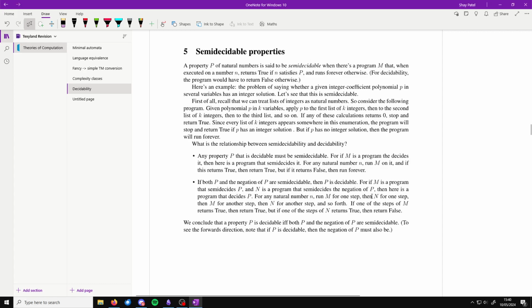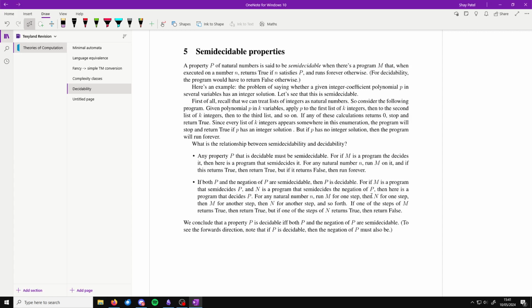One term we also need to be familiar with is semi-decidable. A property P of natural numbers is semi-decidable when there's a program that, when executed on some number n, returns true if n satisfies P and runs forever otherwise. For decidability, the program would have to return false otherwise. But with semi-decidability, it just returns true if the property is true, and it doesn't return anything. It just hangs if the property is not satisfied.